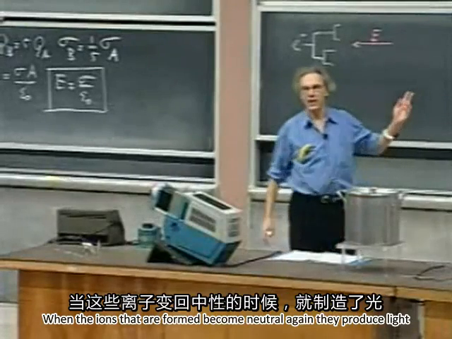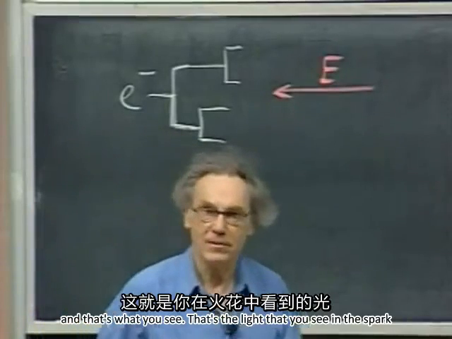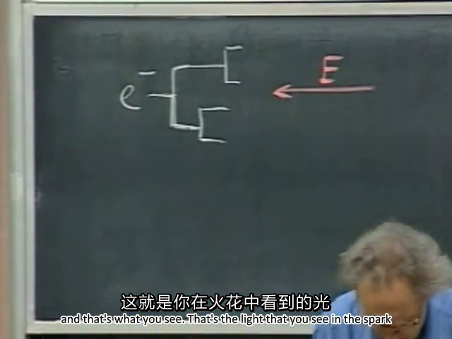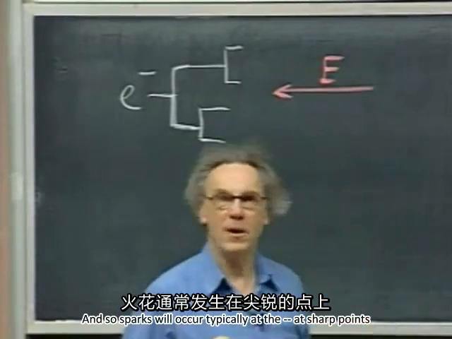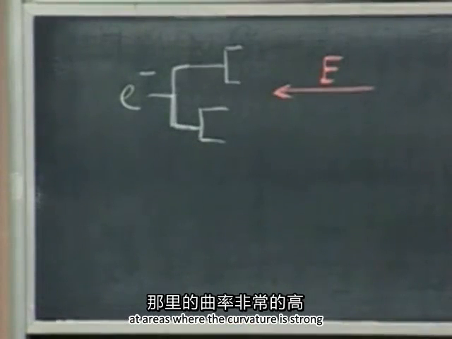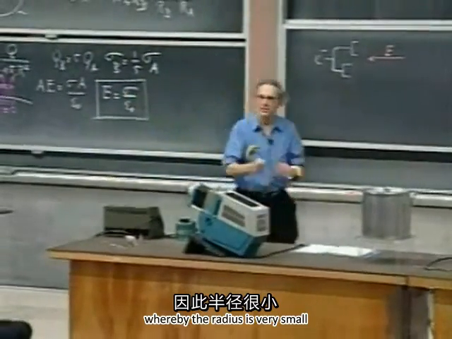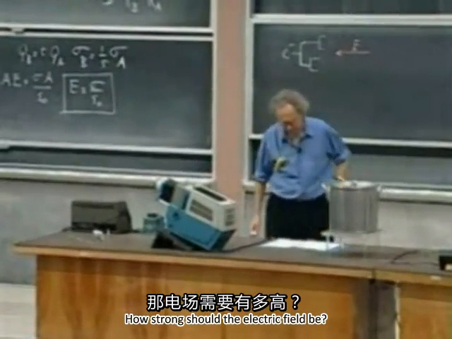When the ions that are formed become neutral again, they produce light. And that's what you see. That's the light that you see in the spark. And so sparks will occur typically at sharp points, at areas where the curvature is strong, whereby the radius is very small. That's why the electric fields are the highest.